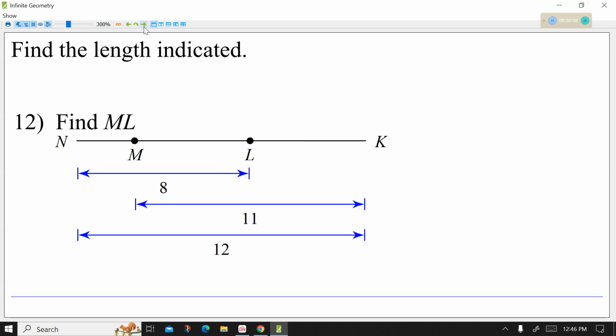Now for number 12, take a look at this one. You have to find ML. So make sure you're reading the problem before you jump in, and I'll project the answer after you do your work. You should have got 7 for ML.